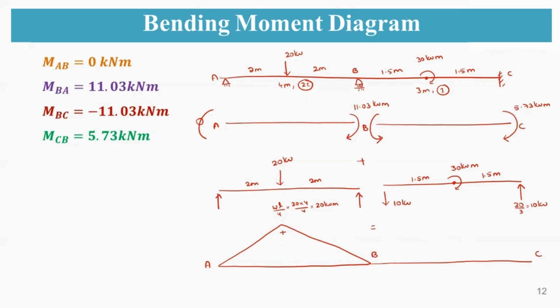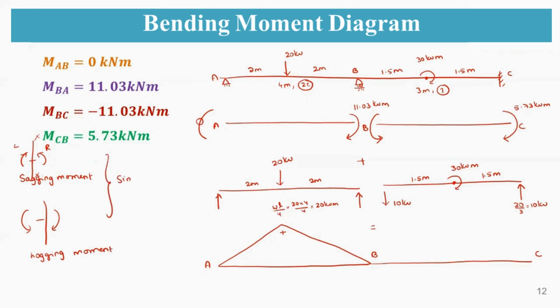Now you have 10 into 1.5, which is hogging in nature. Here the sign convention for the bending moment is that sagging moment is a positive value. When we cut a section, this is your left side and this is the right side. When the arrows are upward, you have a sagging moment. When the two arrows are downward at a section, you have a negative, hogging moment. So this is the sign convention.